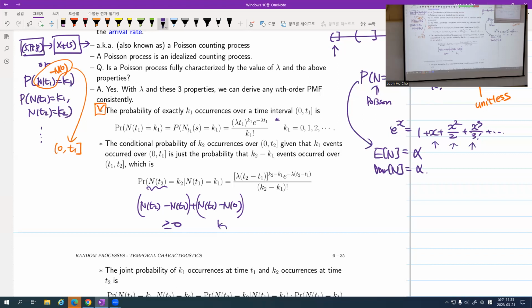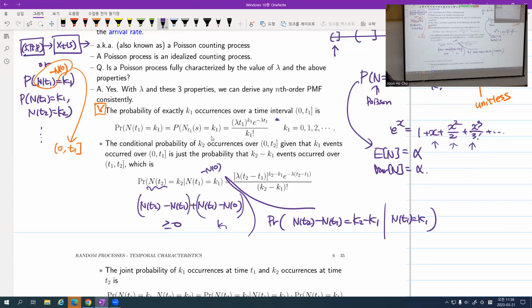And now your condition can also be written as this one. So what does that mean? You have three random variables. This random variable is K1. Now you want to find the probability of the event that this random variable plus that one is K2. This is K2 minus K1, right? So here we have an intermediate step: N(T2) minus N(T1) equals K2 minus K1, given N of T1 is K1, right? Because this event conditioned on that event is the same as this event.